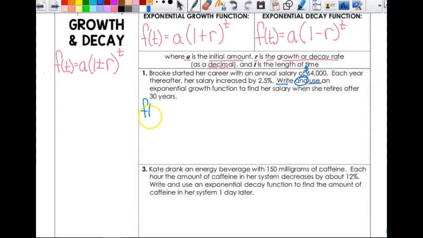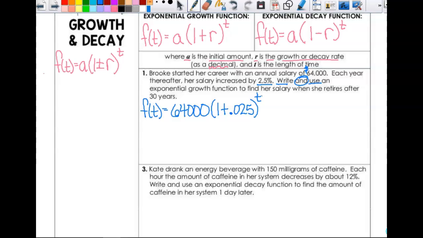So it'll be a function of time equals her annual salary, which is $64,000, times 1 plus the rate. So her rate is 2.5%. What does that look like as a decimal? 0.025. Good. Make sure you can change that correctly. To the t power. So that's us writing the equation. So now writing the function. So really we can find her salary at any point because this is the function that I'm going to use.